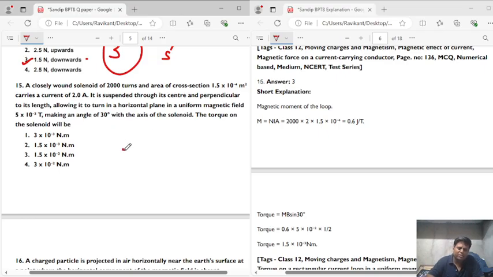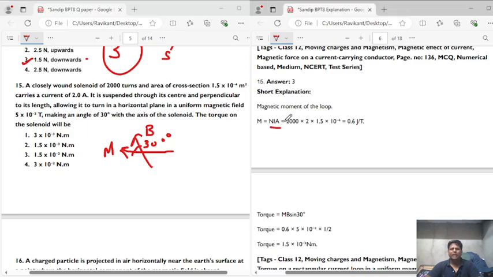So, if the solenoid is suspended like this, then this is the direction of the magnetic field B, and this will be the direction of the magnetic moment of the solenoid M, and the angle between them is 30 degrees. This is the scenario. So first we need to calculate M. M is equal to NIA. N is 2000, I is 2 amperes, and A, the area of cross section, is given as 1.5 into 10 to the power of minus 4. Calculating this, we get M as 0.6 joule per Tesla.